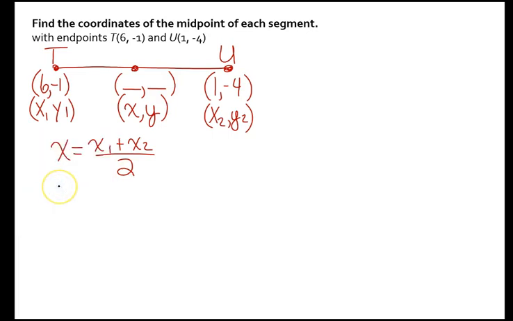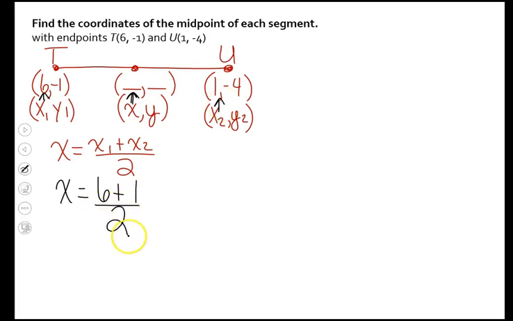I have x. I don't know x. If you look at my arrow here, I don't know x, so x is x. x1 is 6 plus x2 is 1 over 2. I have 6 plus 1 equals 7 over 2. So 3.5 or 7 over 2 is my x coordinate of the midpoint.